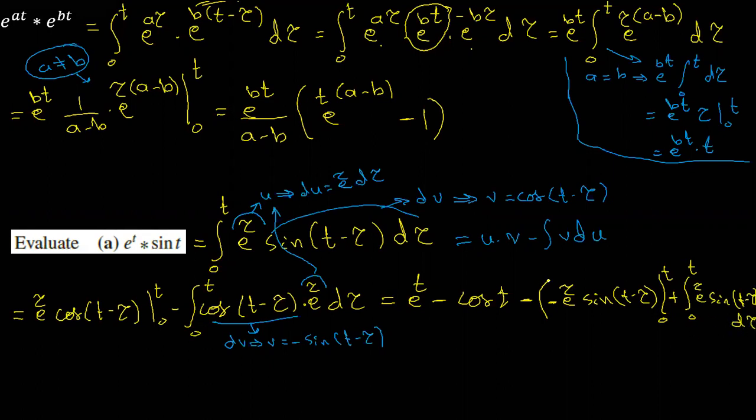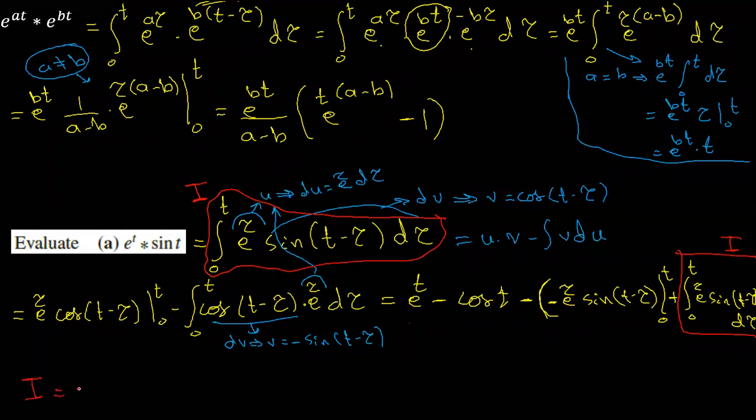What about the last integral, this one? Look at the last integral, please. How to do the last integral? It is the same as this one. It is the same as the original one. So I'm going to call it I. So this is I. So now I have I here equal e to the t, which is this, negative cosine t, which is this, negative and negative. Let me write the negative bracket.